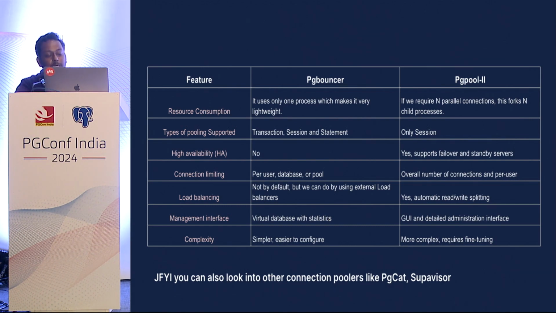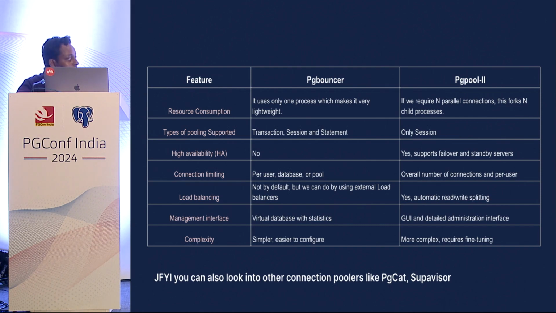High availability: we can make PG Bouncer highly available by using some other tools like HA Proxy or something. But there is no inbuilt feature for PG Bouncer to be highly available. But PG Pool 2 supports failover and standby service. Connection timing per user database of pool: we can set connection timing per user database of pooling in PG Bouncer. Load balancing is not enabled by default in PG Bouncer, but we can do it by using an external load balancer or some other tools like HA Proxy, Citus, etc.